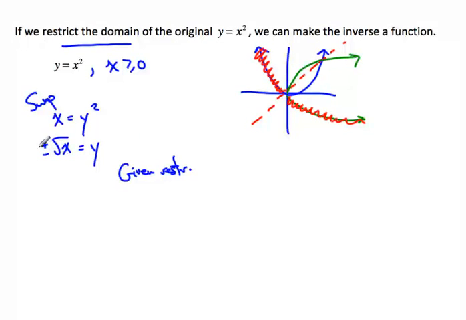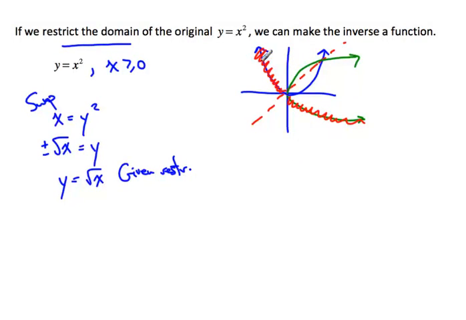That means that I'm going to keep the positive half only, and I get y is equal to the square root of x. So the inverse of y is equal to x squared, where x is greater than or equal to 0, is just y is equal to the positive square root of x, not both the positive and the negative square root. And by restricting the domain of the original function, we've come up with an inverse that's a function as well.